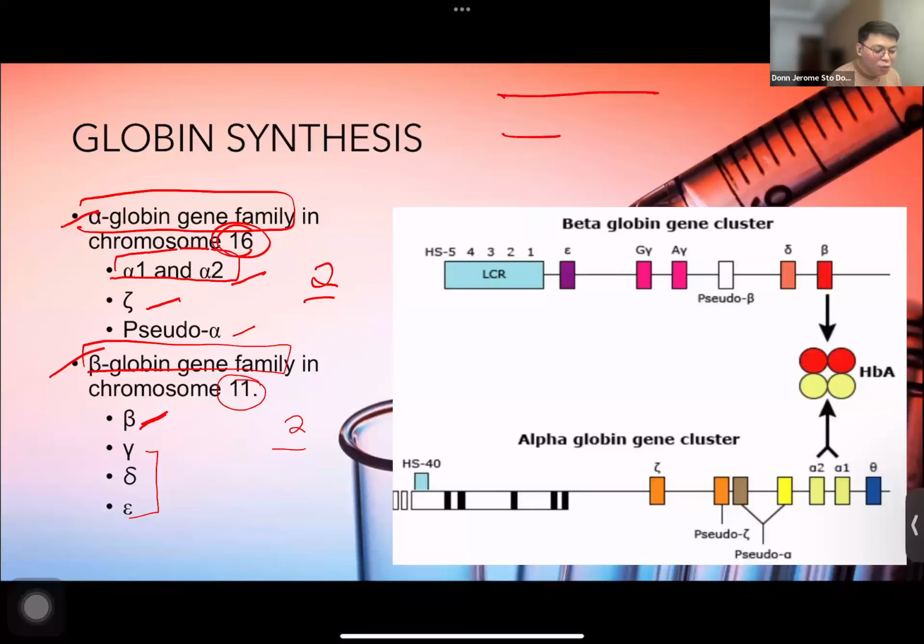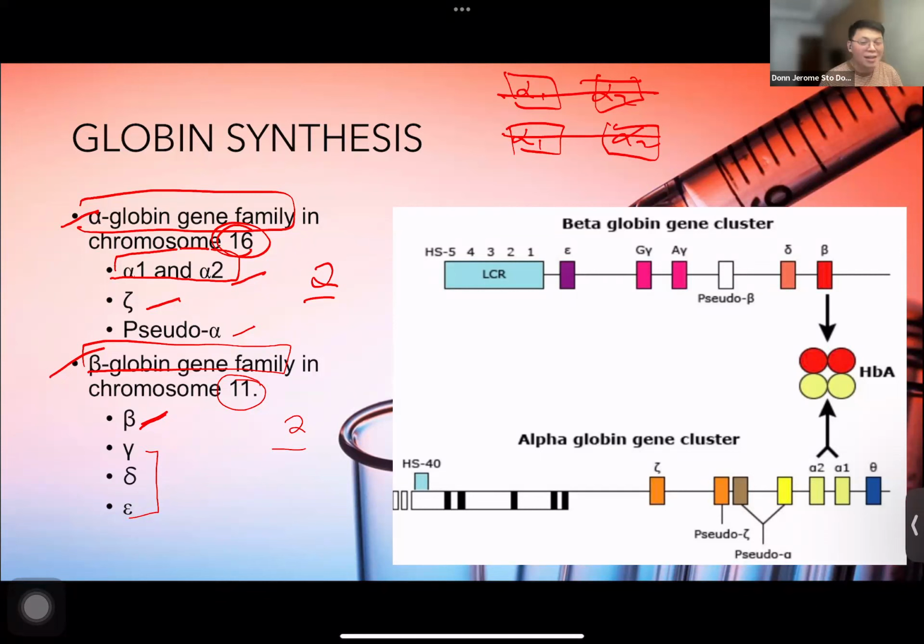Di ba sabi natin ang chromosome natin laging pair? Pair of chromosome. So dun sa isang pair, meron kang alpha 1, alpha 2. Dun sa kabilang pair, may alpha 1 and meron ka ding alpha 2. Tama po ba? Yes po. So in total, how many genes? 4. Okay? Sinishare ko to sa inyo kasi nung med student ako, hindi ko talaga siya maintindihan.